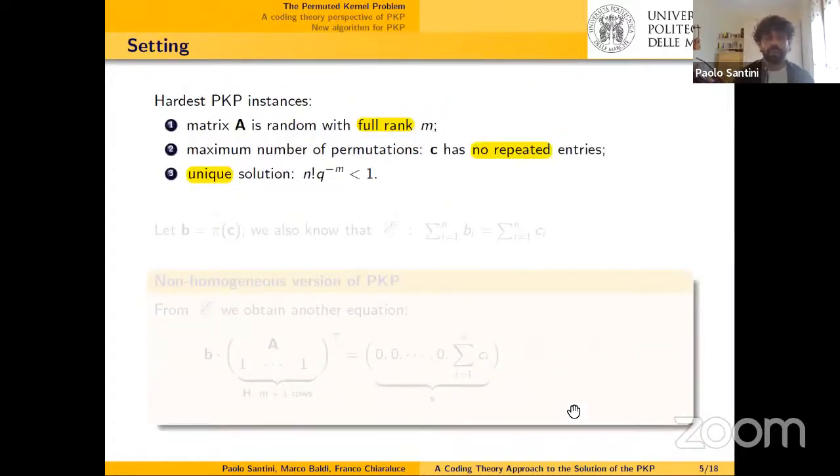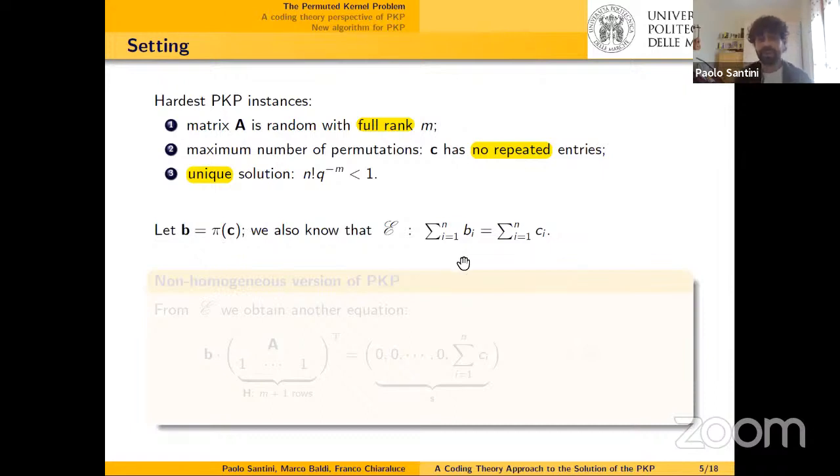To define the hardest instances for the PKP, we consider these criteria. We choose matrices that are random and have full rank equal to M. We consider vectors C having no repeated entries, so that the number of possible permutations is maximum. And we also set the parameters so that on average we expect to have just one solution. Let B denote the solution, so the permutation of the given vector C.